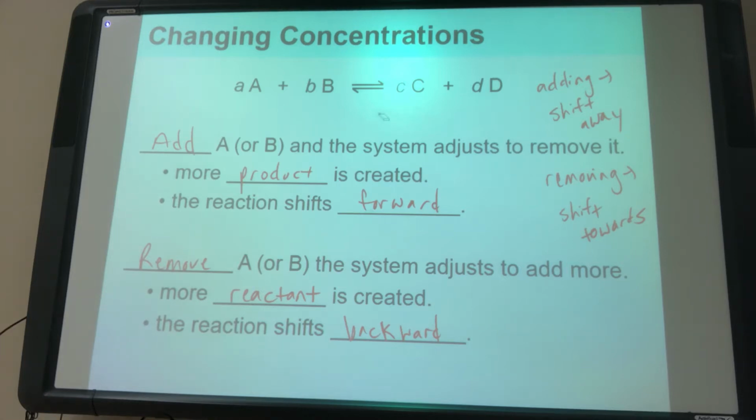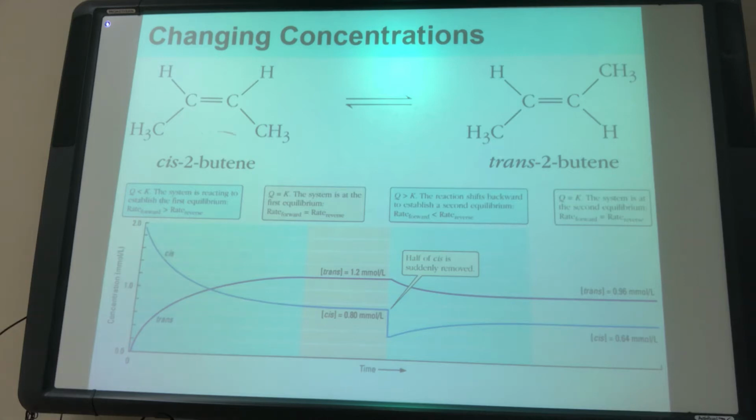All right, so let's see a diagram of this. Here's my reactant, the cis 2-butene. The trans is my product. I start off with a bunch of cis and no product. That's how the reaction starts. The reactant starts going away to make product. It keeps going until it reaches equilibrium. Right here, this is equilibrium. So now I'm at my equilibrium point, just chilling at equilibrium. But then half of my cis is removed. I remove some of this guy.